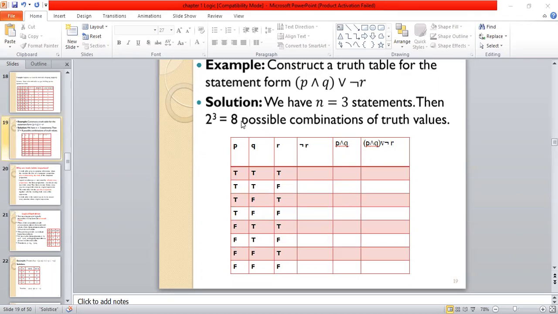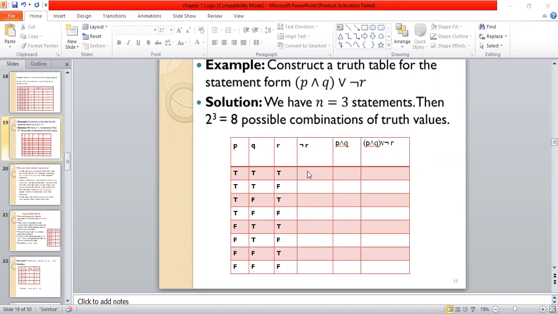Then 8 divided by 2 is 4. So the first 4 rows will be true and the next 4 rows will be false. In dividing 4 by 2, it becomes 2. Then the first 2 rows become true and the second 2 rows become false, and then the next 2 rows become true and the last 2 rows become false. In dividing 2 by 2, it gives 1. So alternately give true, false, true, false, true, false, true, false for the last simple proposition.